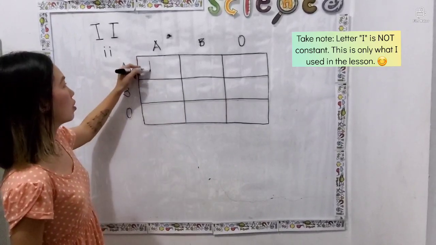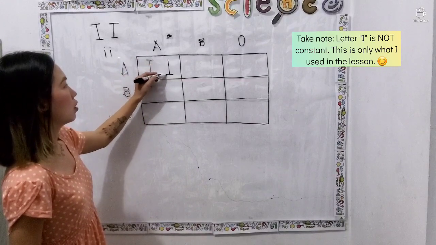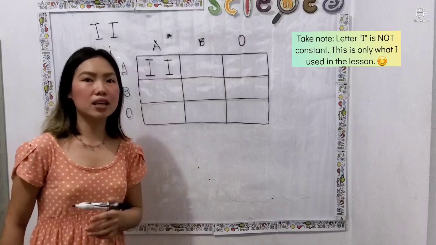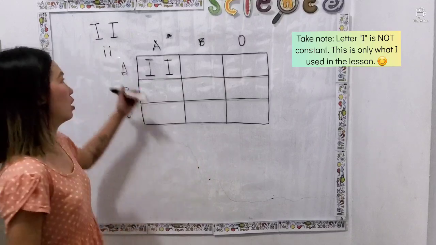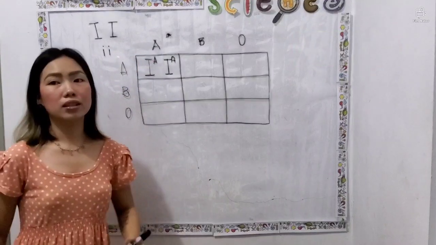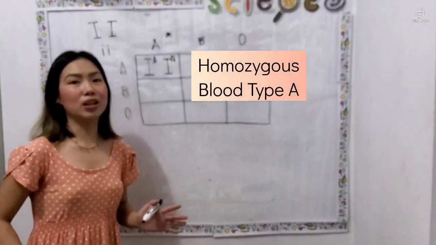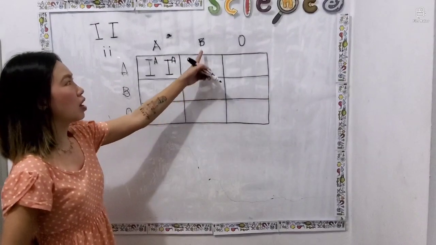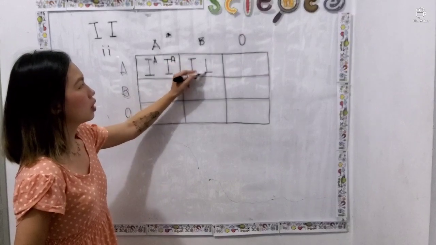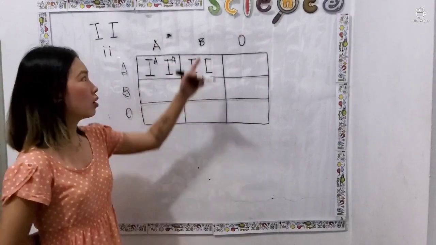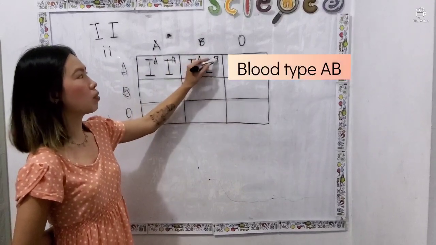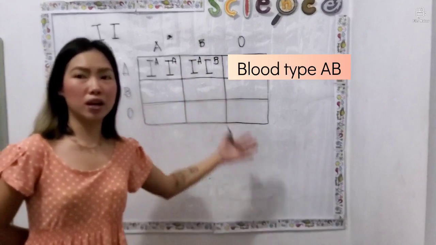So, we have 2 capital I kasi parehas A yung ating allele. So, we have type A and type A. Parehas capital letter I. Now, on the second box, we have B and A. So, lagyan mo ulit ng dalawang malaking letter I. One is A, the other one is B. Pwede rin namang mabaliktad na BA, pwede rin namang AB.